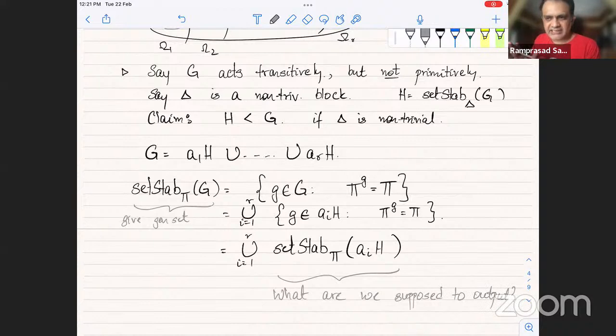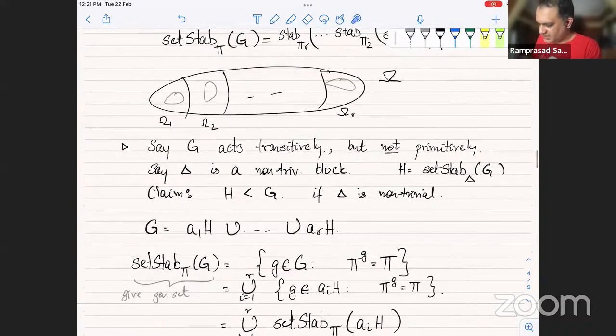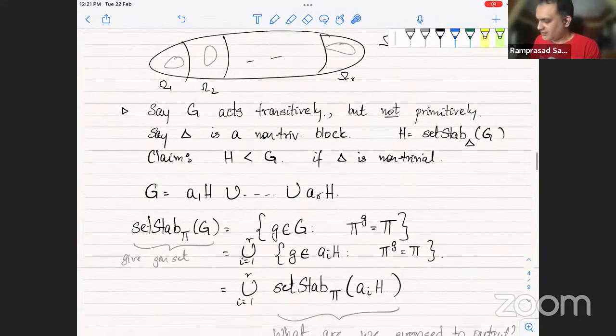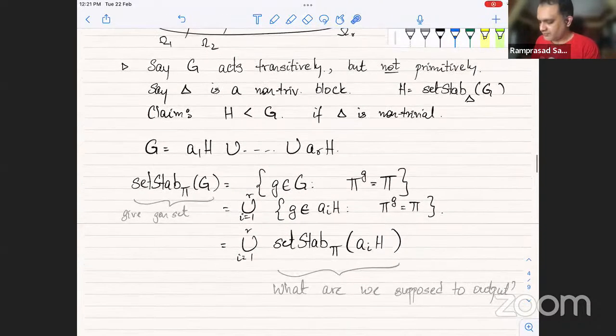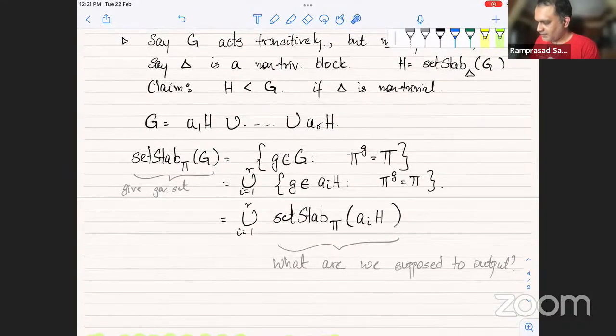I hope the subtlety is clear, because in the previous situations this made sense since it was a subgroup, so it made sense to ask for a generating set. Here, this at the moment just feels like some arbitrary set of group elements. I have no idea what structure there is for this set of elements. I'm fairly sure that it's not a subgroup, because there may be situations where I don't even have the identity here. So what hope do I have of saying that it is a subgroup? And so maybe a related question is, what is set stab of a_i H?